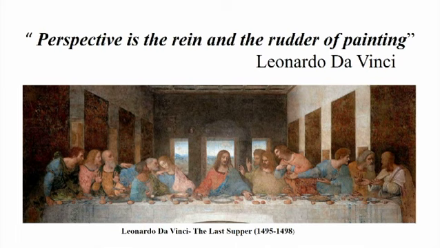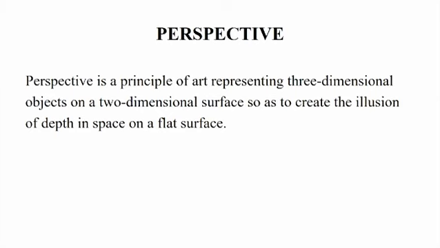The great master of the Renaissance period, Leonardo da Vinci, defined perspective as the rein and the rudder of painting. Perspective is a principle of art representing three-dimensional objects on a two-dimensional surface so as to create the illusion of depth in space on a flat surface.